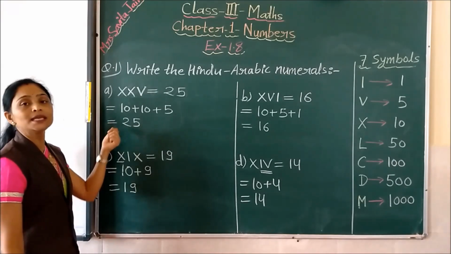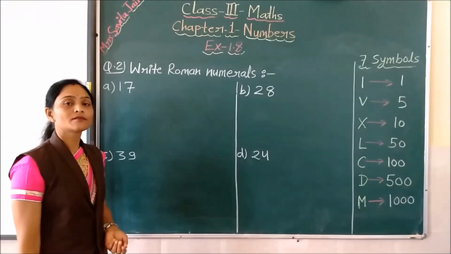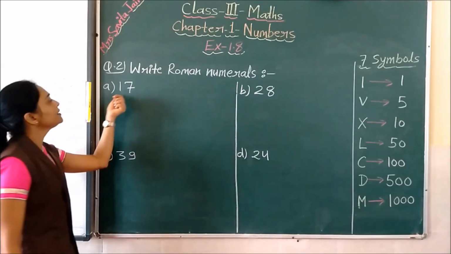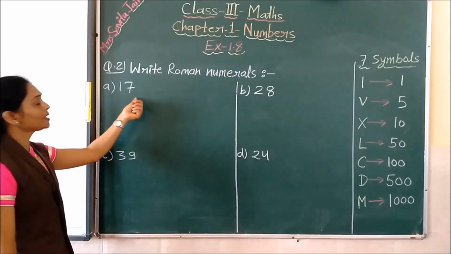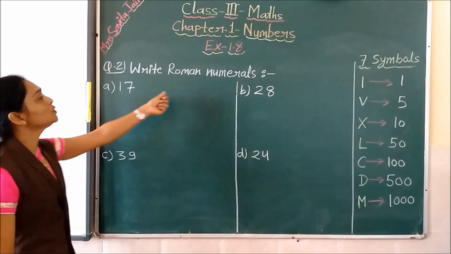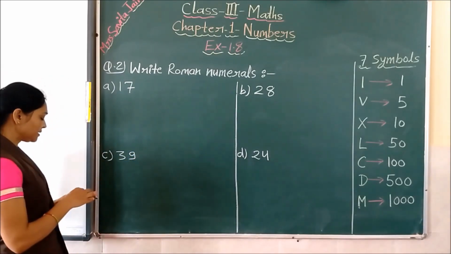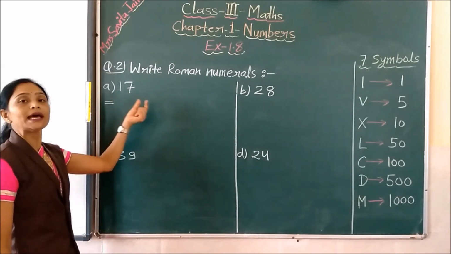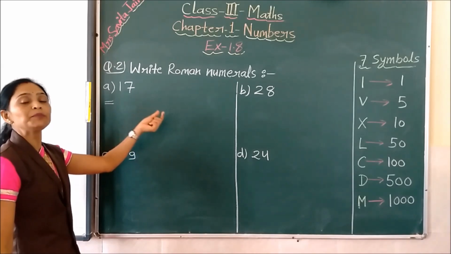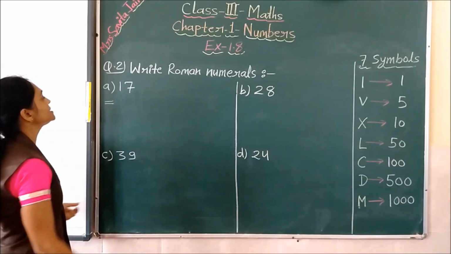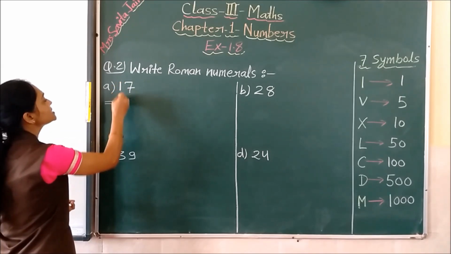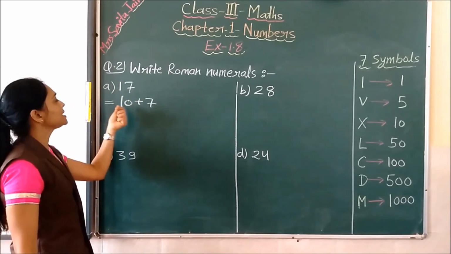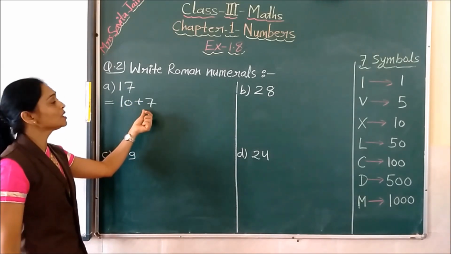Yes children, now we will see question number 2. Now see the second question, children: write Roman numerals. We can see here we have these Hindu-Arabic numerals. Now we have to convert them into Roman numerals. So for that, children, what to do? First we will write the number which is given, in expanded form. We have learned in the previous exercise how to expand it. See, this can be written as 10 plus 7 in expanded form.